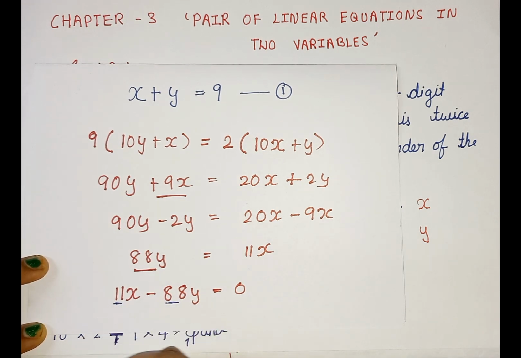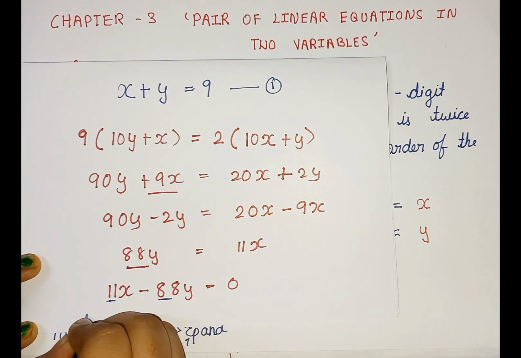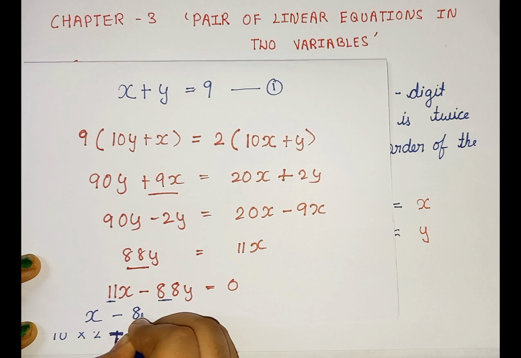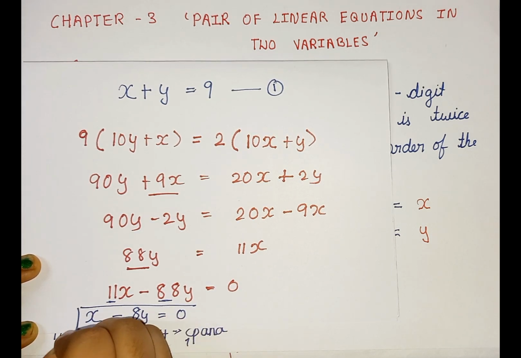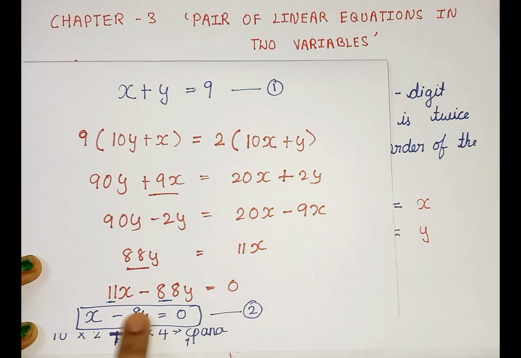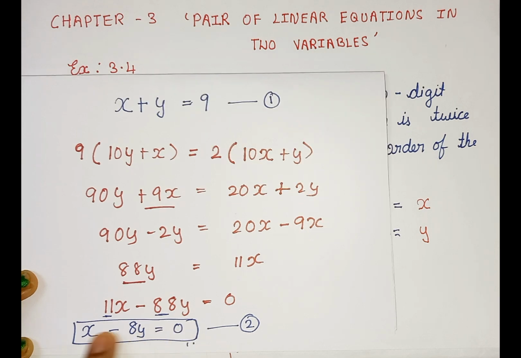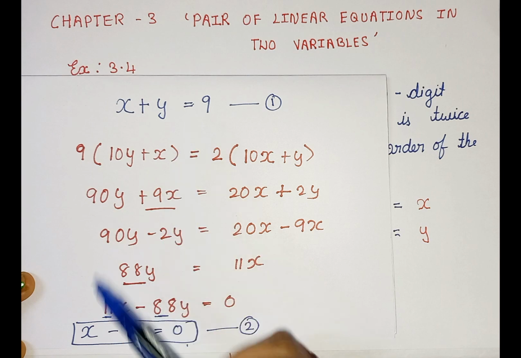Now you can see here we have 11 and here we have 88. So I can take 11 as common, isn't it? When I take 11 as common, we'll get x minus 8y is equal to 0. So this is equation number 2. You know why I did like that? I just took 11 as common. So 1 11 is 11 and 11 8s are 88. Clear?